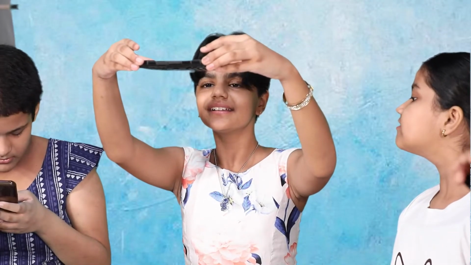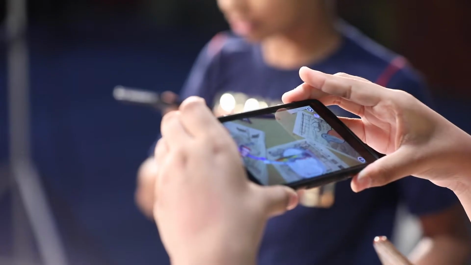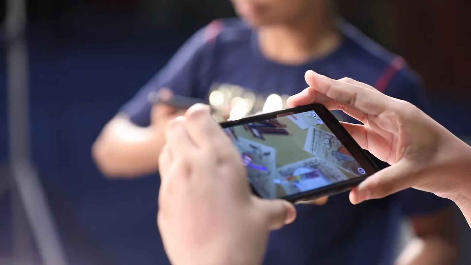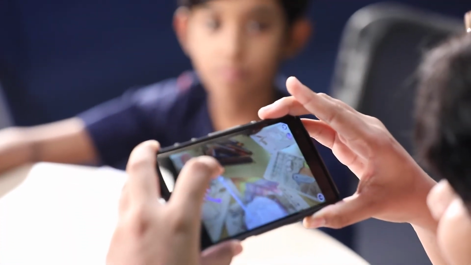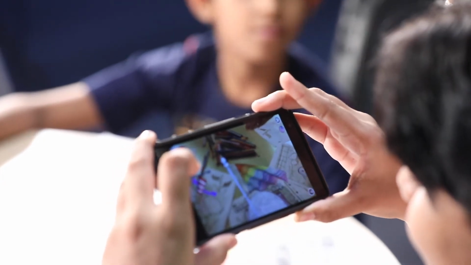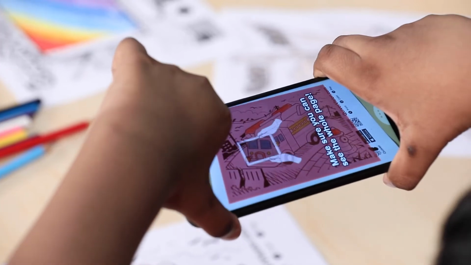Yeah. You can just now scan it. Just like that scanner. Yeah. Try. Let me do yours.